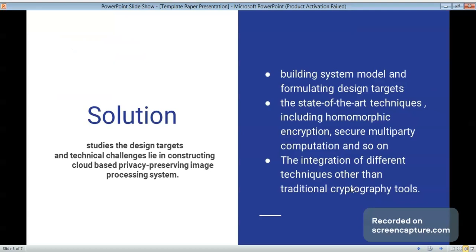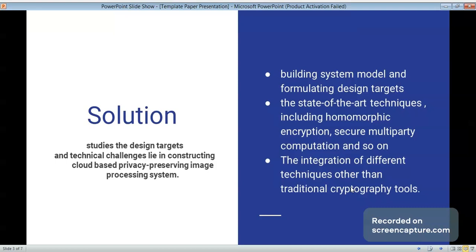And the second is formulating the design target. If I talk about the design target, there are three aspects. First is the functionality, what functionality I am getting through my image processing system. Second is the security, how much robustness is in our system. And third is the efficiency, how efficiently I can do all the operational computational tasks over the server.